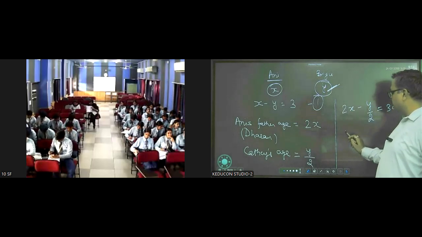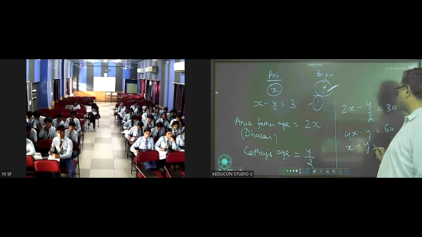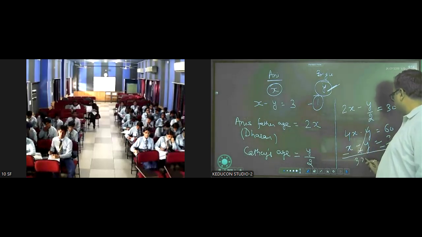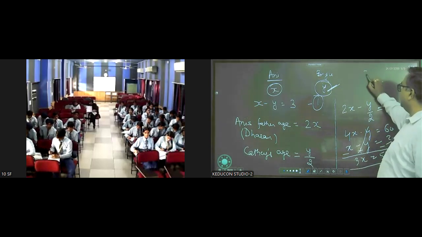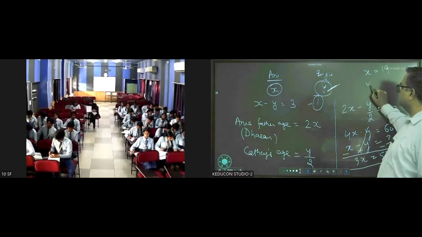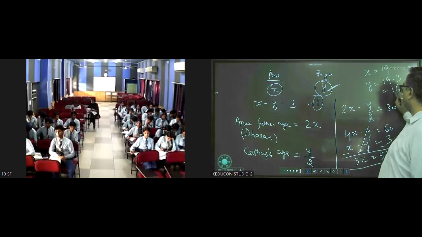बेटा इसको 2 से मल्टीप्लाई कर दिया first equation, and second equation is x minus y is equal to 3. So minus plus minus cancel. 3x is equal to 57. Means x is 19 and y will be equal to 19 minus 3. Is it clear?